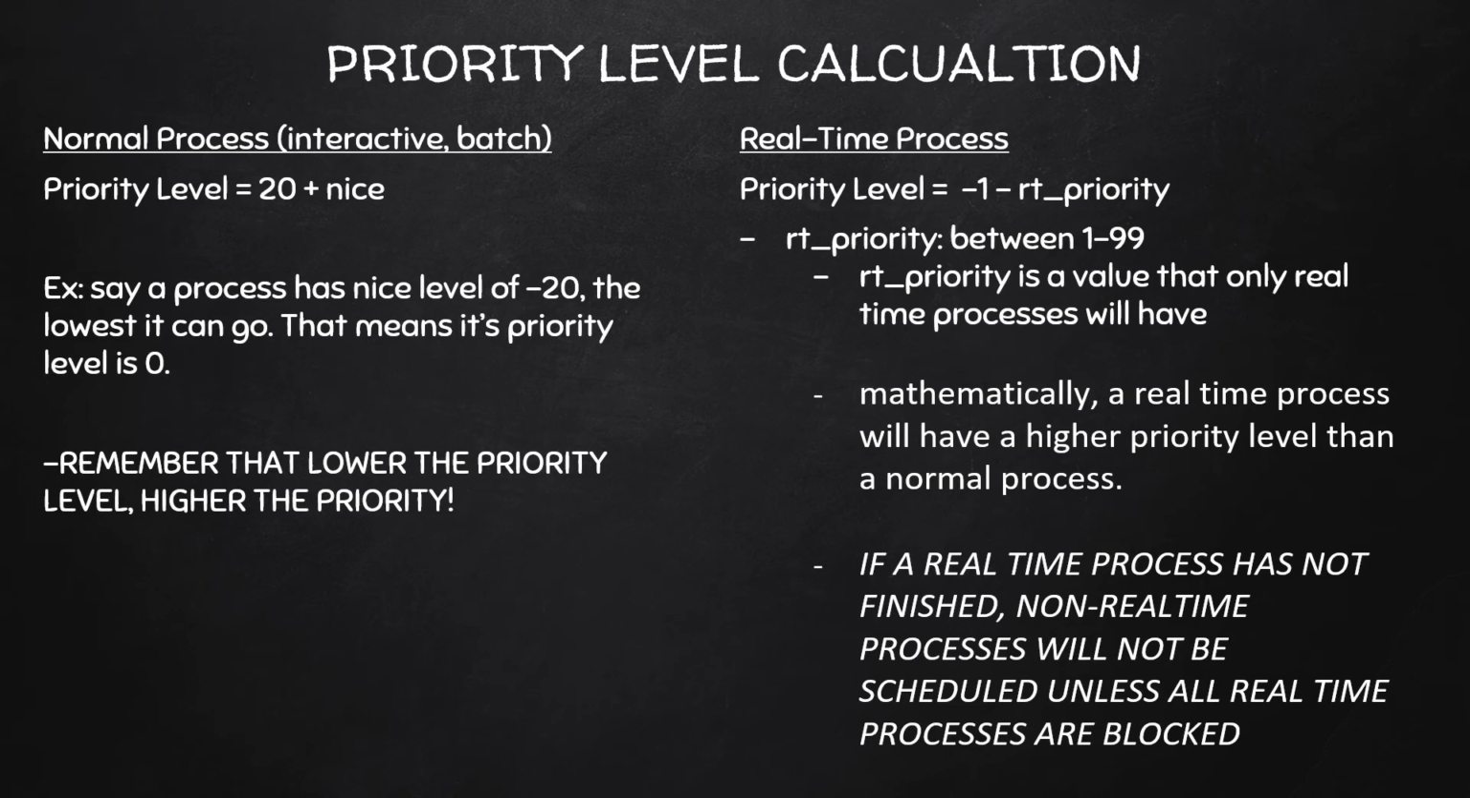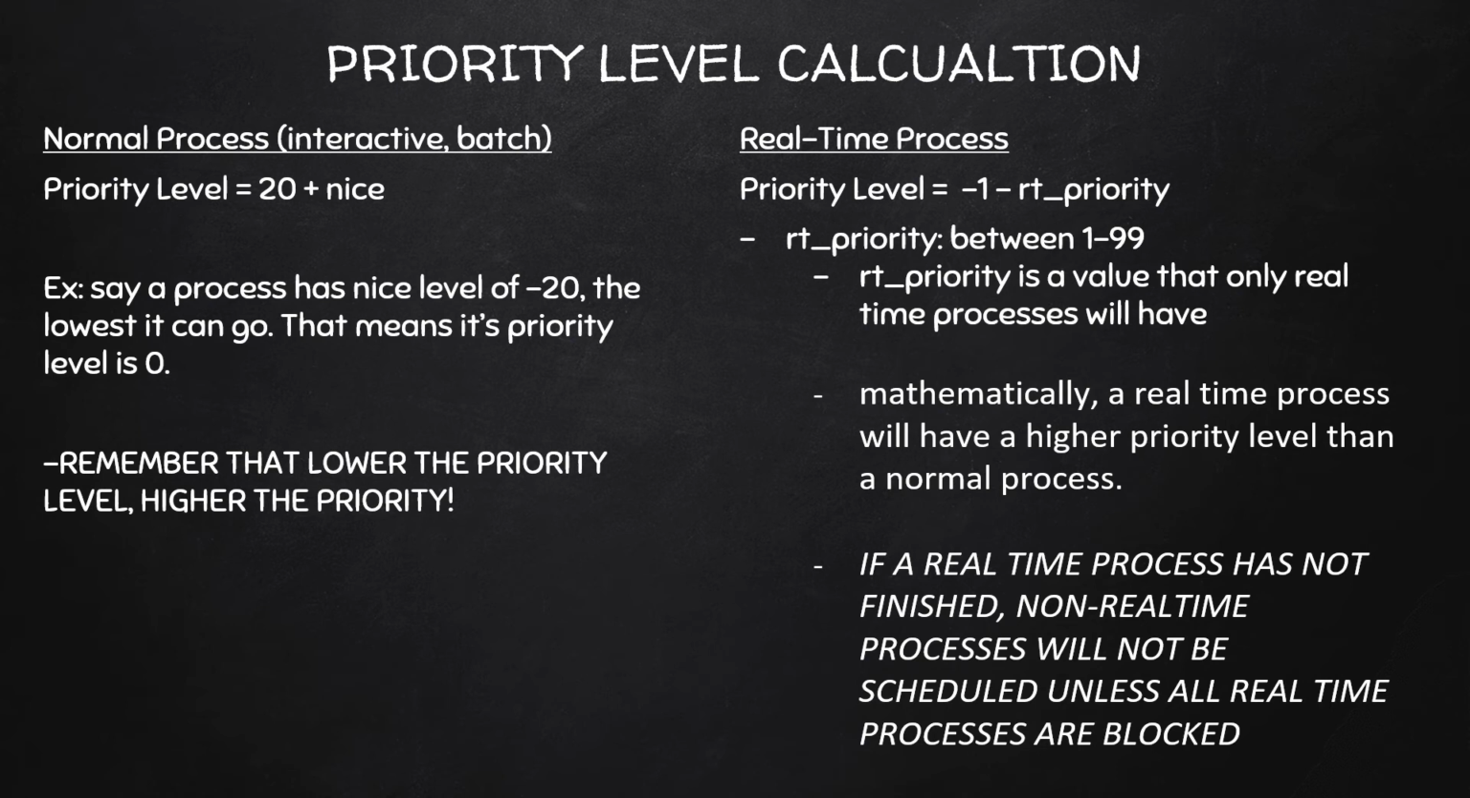All right, so now let's get into the priority level calculations, the nitty gritty. For normal processes, like I said, interactive and batch processes, priority level equals 20 plus the value of nice. For example, let's say a process has a nice level of -20, the lowest it can go. That means priority level equals 20 plus -20, which equals a priority level of 0. Remember that the lower the priority level, the higher the priority.